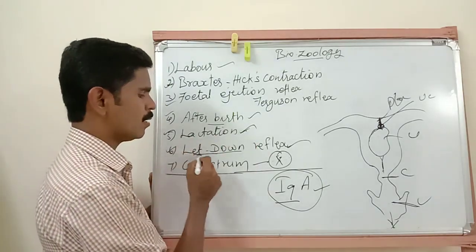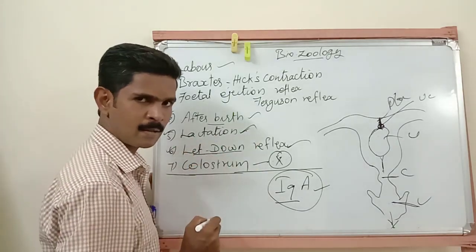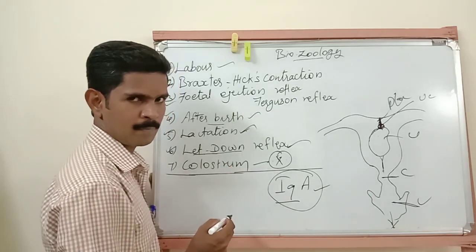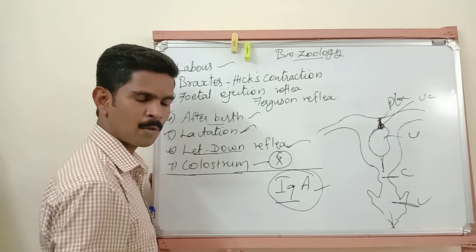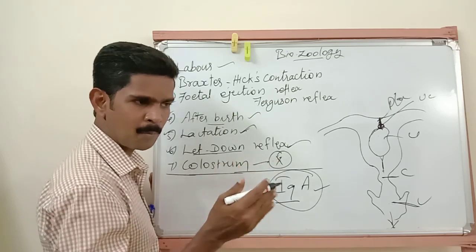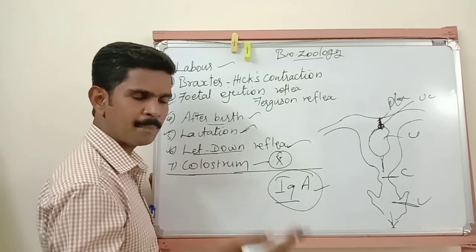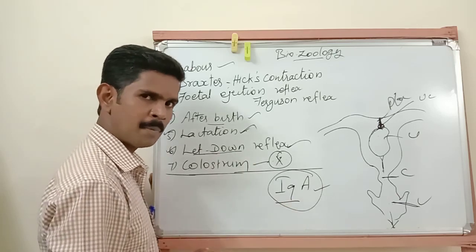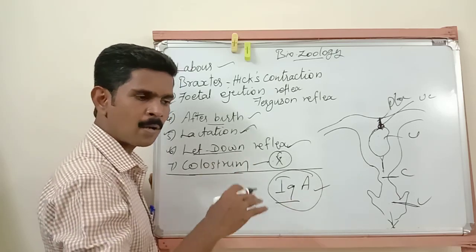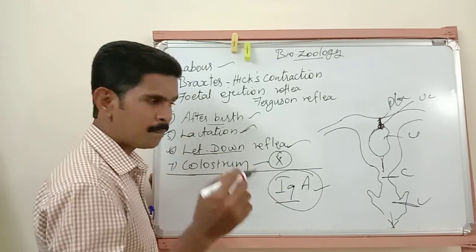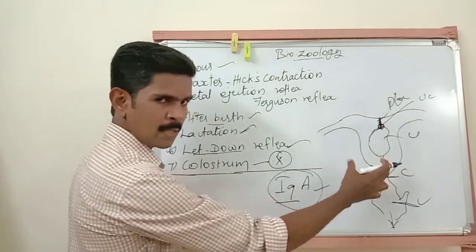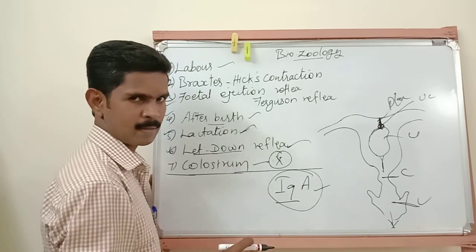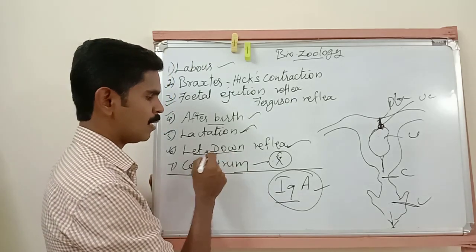The next one is the let-down reflex. Here one hormone name I said. What hormone? Oxytocin. This oxytocin hormone is responsible for the ejection of milk from the alveoli of the mammary gland. And this oxytocin hormone also helps the recently emptied uterus to return to its original pre-pregnancy size. So this reflex is called the let-down reflex.